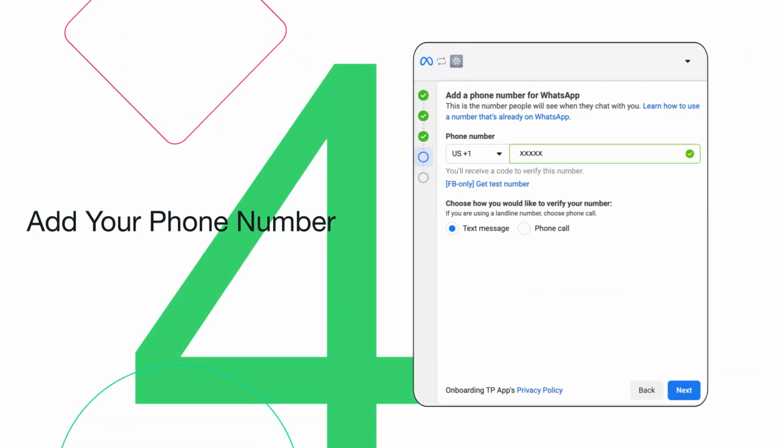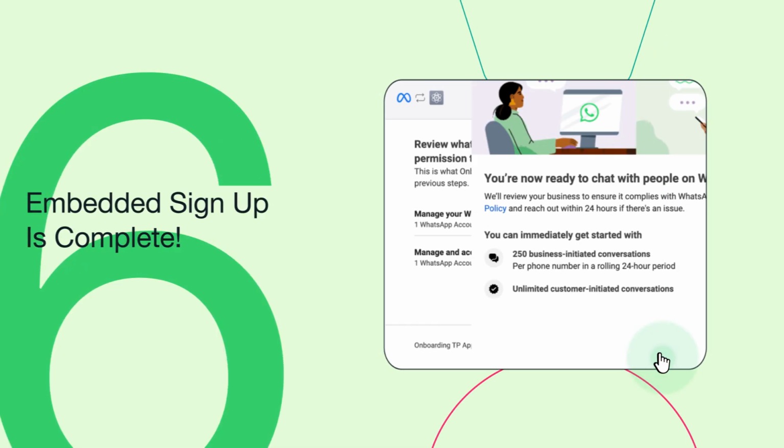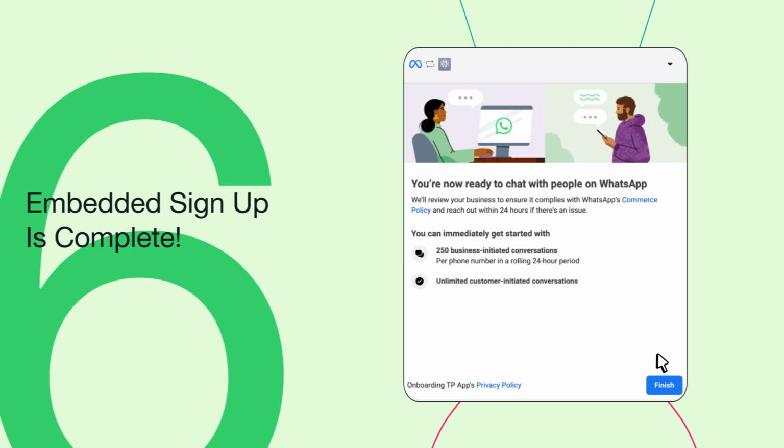Step 4. Add a phone number that you would like us to use to message users from. Remember to use a number that is not already registered on WhatsApp. Step 5. Use the one-time password, OTP, for verification. Step 6. Review the permissions you are sharing.